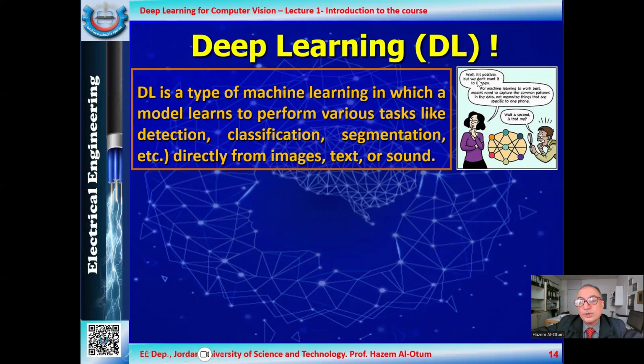Here we have an engineering joke, where we talk about machine learning, and it's a strong definition. The person here is looking at his brain as a neural network, and he says, wait a second, is that me? So he's very surprised that this is what is going on inside our brains.